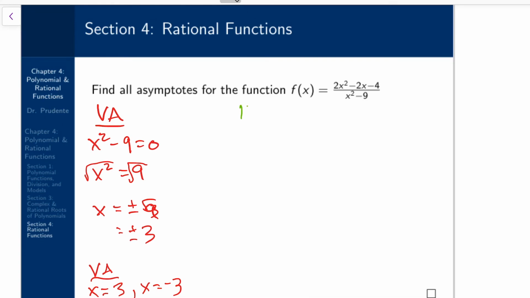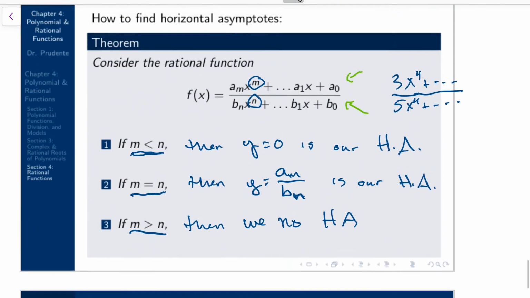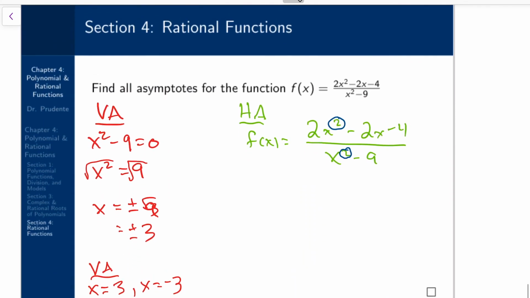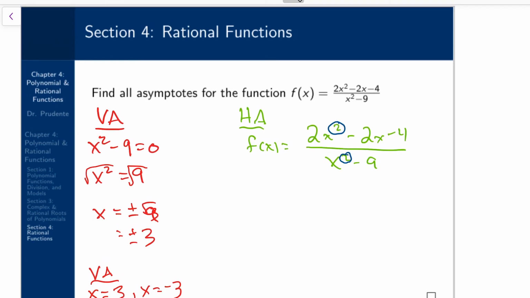Now let's work on solving our horizontal asymptotes. And even though this may sound more confusing, it's actually a little bit easier to solve. So what we want to do is look at our function f of x equals 2x squared minus 2x minus 4 all over x squared minus 9. And what we want to look for is our highest power of x in the numerator and our highest power of x in the denominator. We want to remember the theorem from before and see what happens. So in this case, those powers are the same, right? I have an x squared up top and an x squared on the bottom.